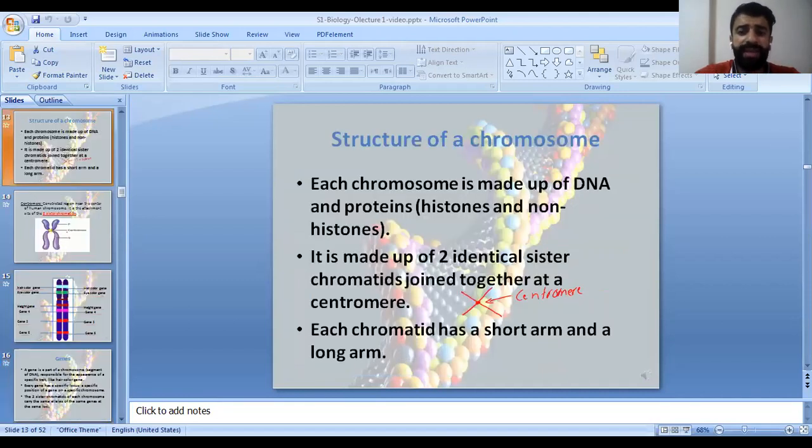Each chromosome is made up of DNA and proteins. These proteins are called histones and non-histones. Each chromosome is made of 2 identical sister chromatids held together at a centromere. Each chromatid has a short arm and a long arm.